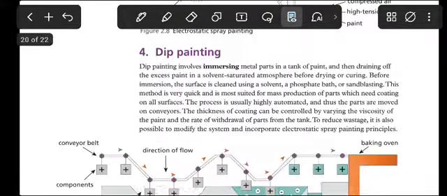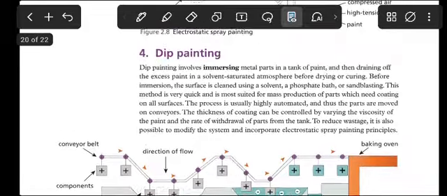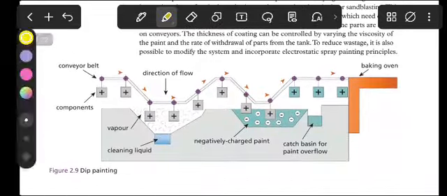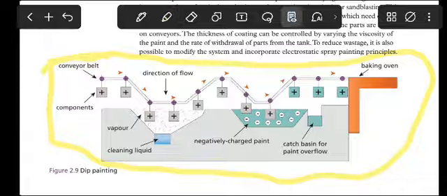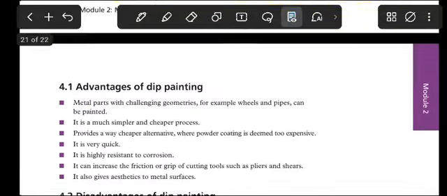Then dip painting. They love this thing of dip painting. They will ask you to draw this. I did draw this also. You can screenshot this and see how you draw it. I practiced this structure until I knew it by head. So you just practice the structure and go about it. So this is what we have.